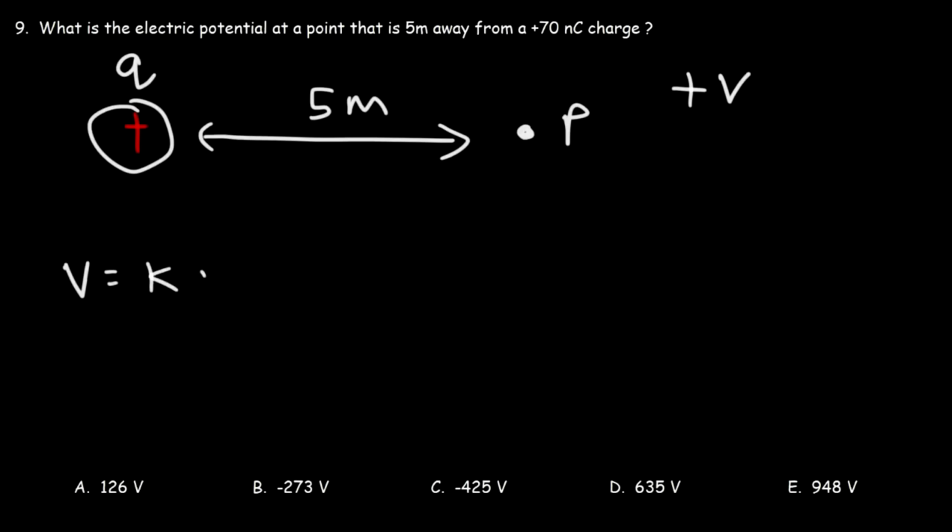The electric potential is kQ over R. Since it's not a vector, we need to incorporate the sign of Q. So for a negative charge, you would plug in a negative Q value. That's giving you a negative potential.